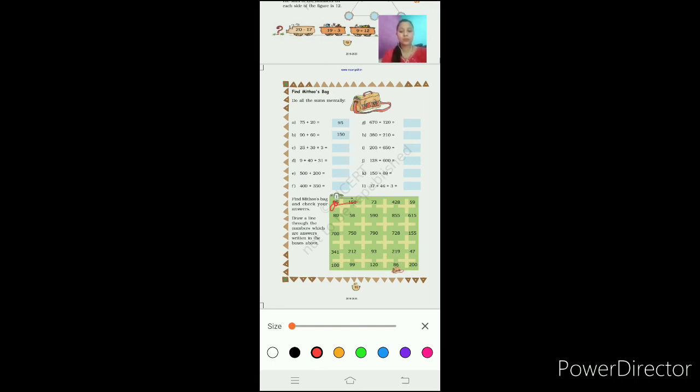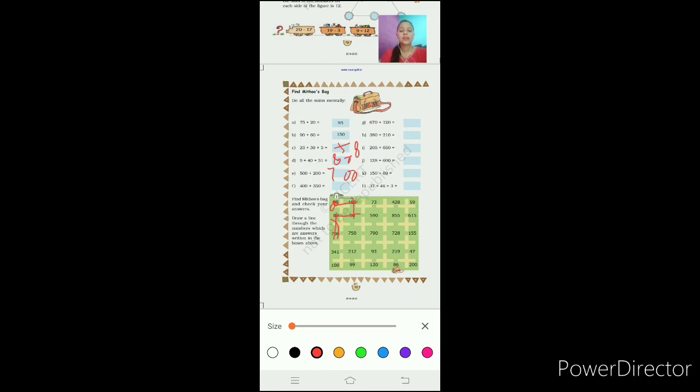So go to 150. Now 25 plus 30 plus 3. So 25 plus 30 is 55 and 55 plus 3 is 58. Where is 58? Here. Now 40 plus 9 is 49 and 49 plus 31. So 9 plus 1, 10. So 49 becomes 50 and 30 more is 80. So where is 80? Here. Now 500 plus 200 is 700. So where is 700? Here.